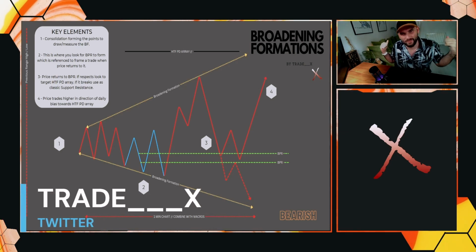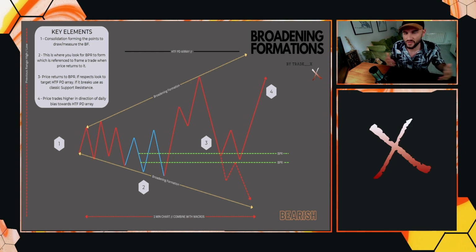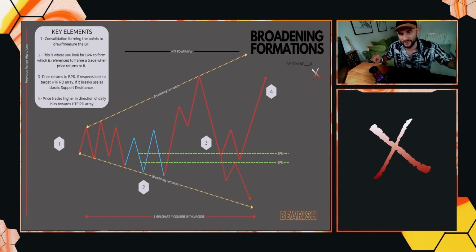My name's TradeX, this is my trading den, and today we're going to be talking about broadening formations. This is another entry technique I use by reading price action and watching it unfold, and then taking entry off a specific level inside the broadening formations. If you don't know what that is, then stay tuned. By the end of it, you'll understand absolutely everything you need to know about broadening formations.